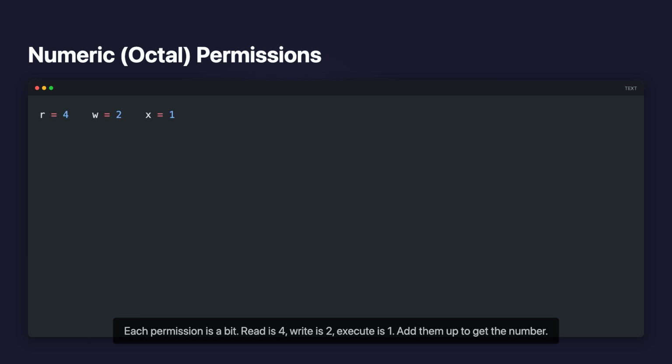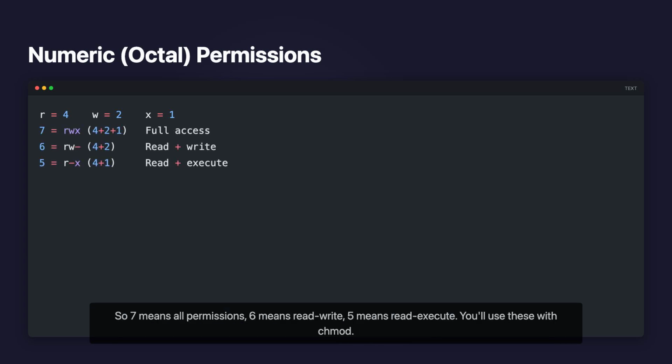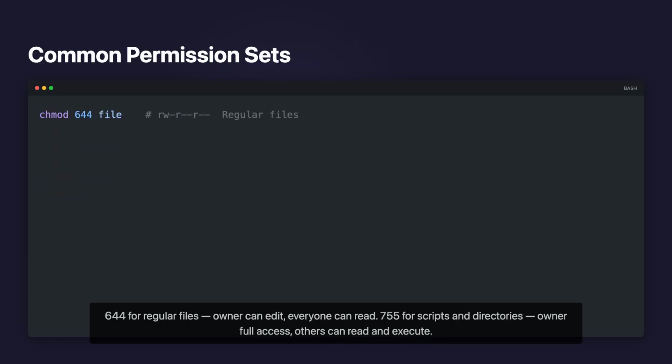Each permission is a bit. Read is 4. Write is 2. Execute is 1. Add them up to get the number. So 7 means all permissions. 6 means read-write. 5 means read-execute. You'll use these with chmod.